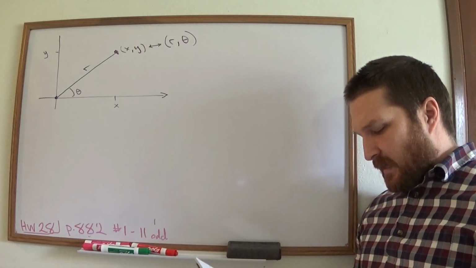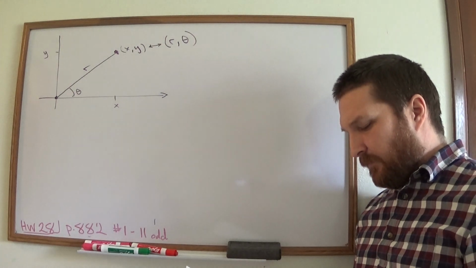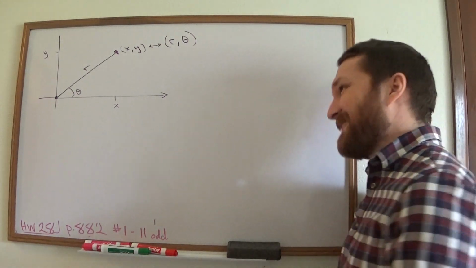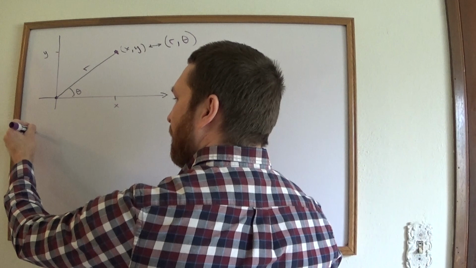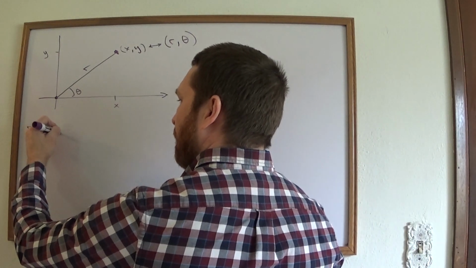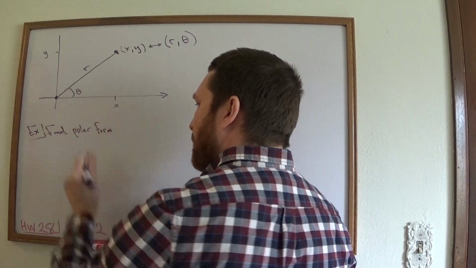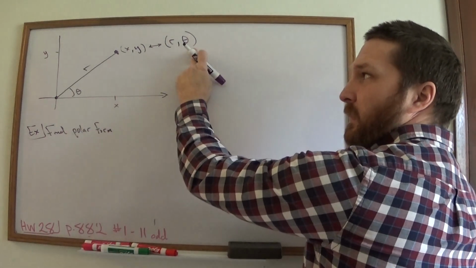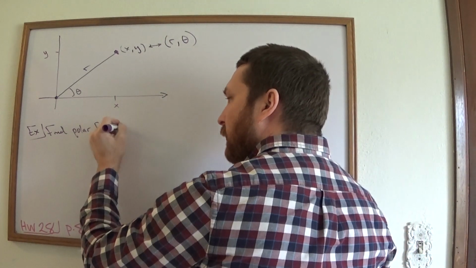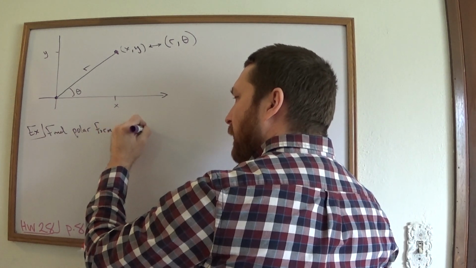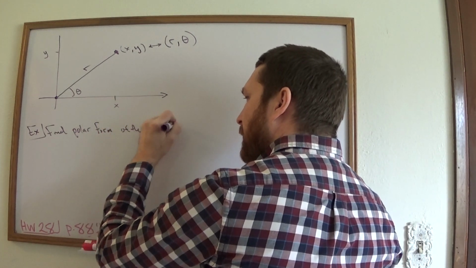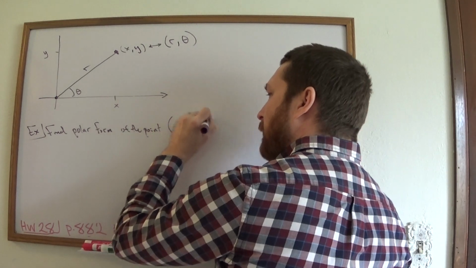I want to do this example first. So let's do this example. I'm just going to jump right into it. Find the polar form, that is, I'm looking for an r and a theta. Find the polar form of the point negative root 3 comma 1.